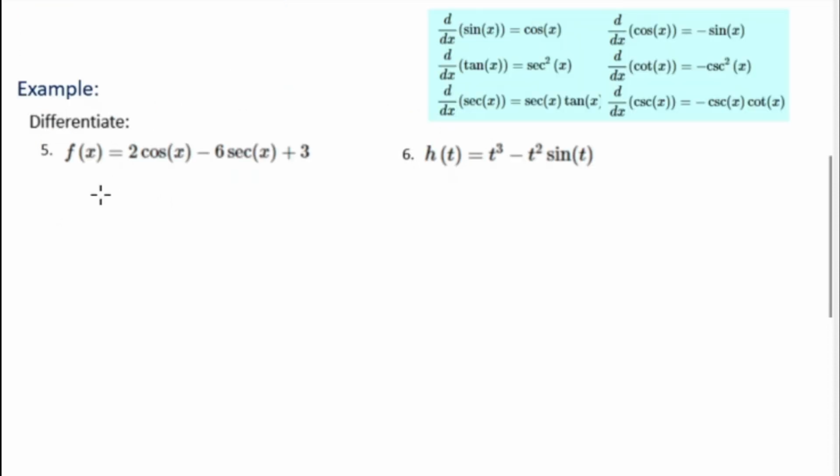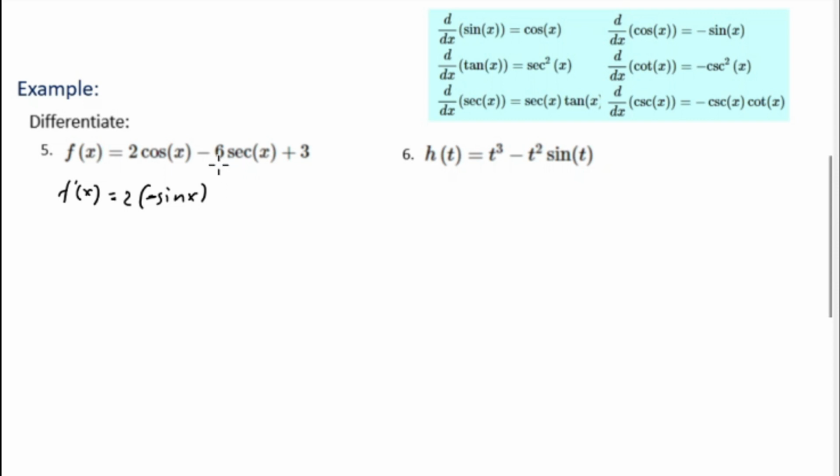Example number 5. A function of x is equal to 2 cosine x minus 6 secant x plus 3. So we have 3 terms. So each term we will differentiate. So the function f prime of x is equal to the first term, 2 cosine of x, so follow 2, and what is the derivative of cosine of x? Based on the table, the derivative of cosine of x is negative sine x.